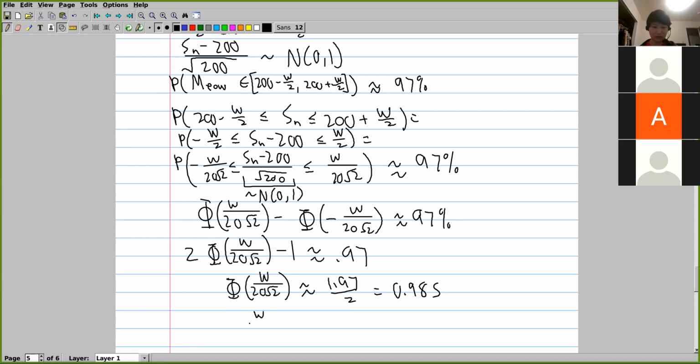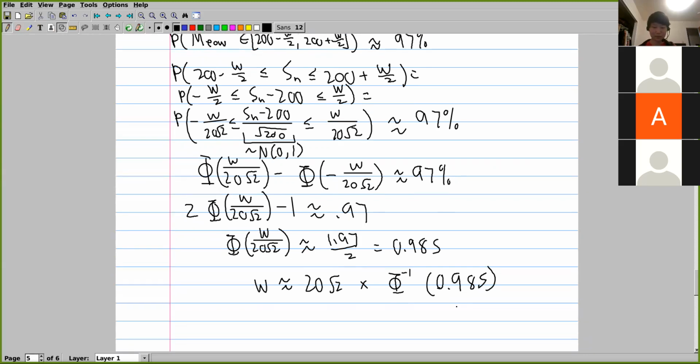And then this turns out to be w is approximately 20 root 2 times phi inverse of this. And if you're curious about the final answer, it turns out to be roughly 61.4 meters.